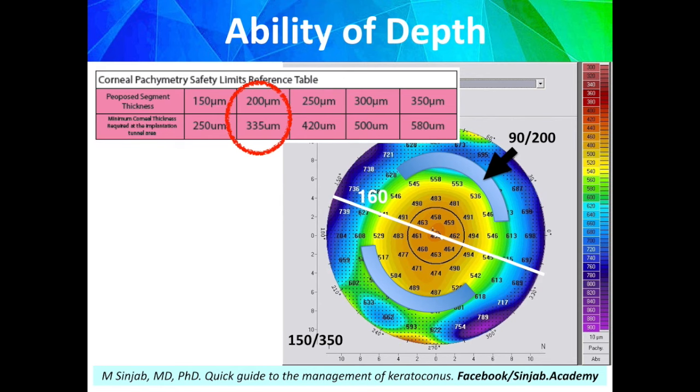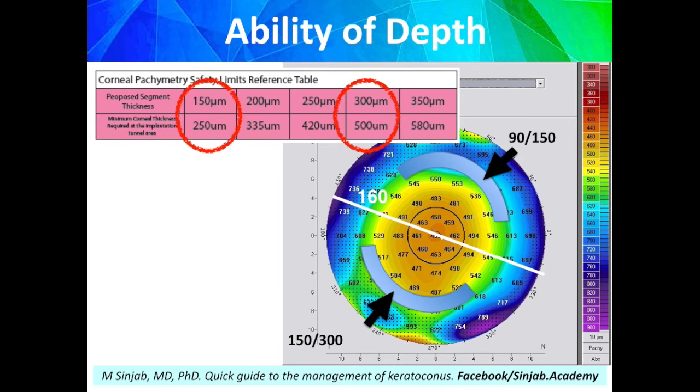And to check the availability, we will start with the upper segment. Because it is 200 micron thickness, the minimal thickness needed is 335, and it is available. Now for the lower segment, it is 350, and the minimal thickness should be 580. Now let's remove this segment away. Actually, the thickness available in this site is not sufficient according to the corneal pachymetry safety limits reference table.